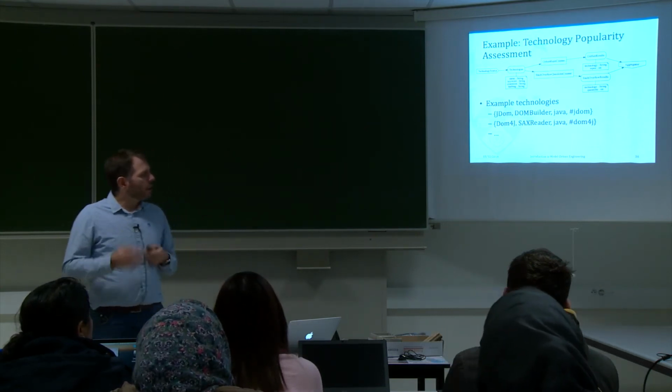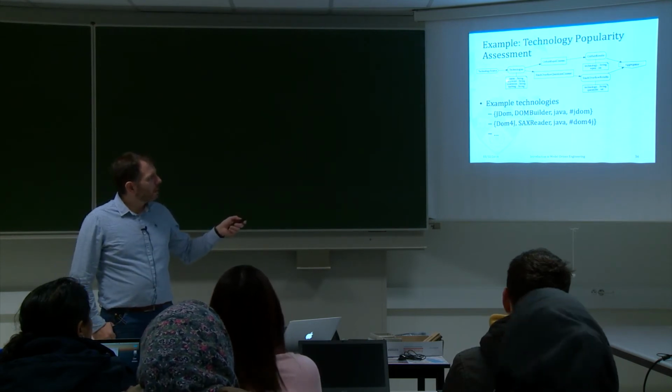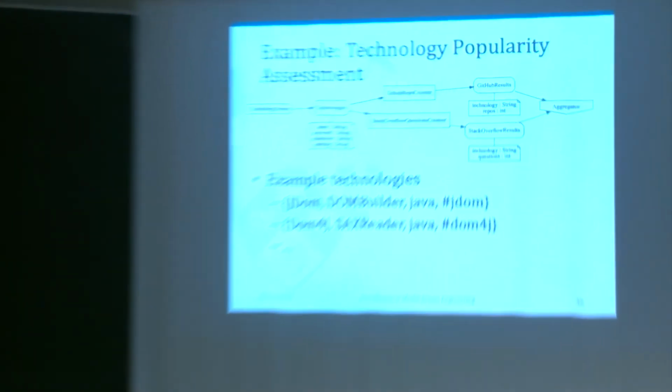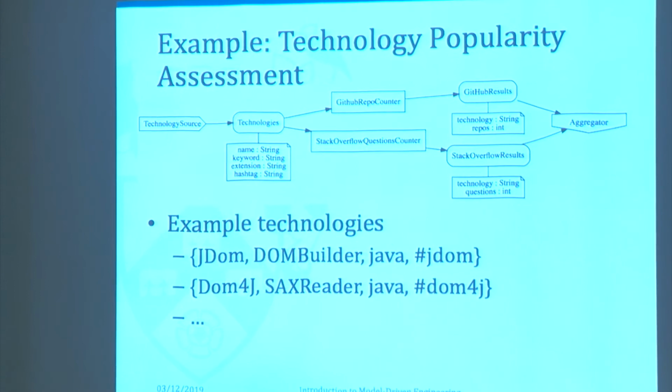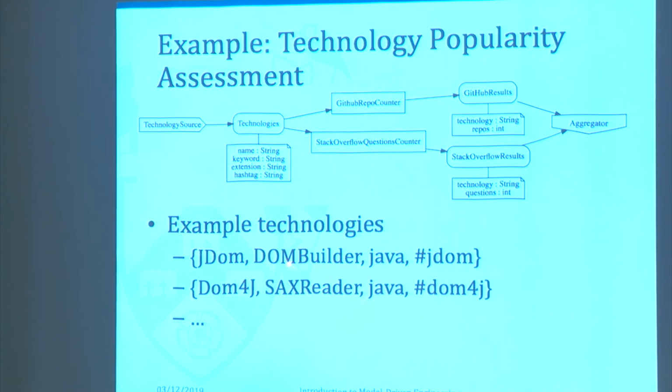And in particular, the kind of applications we wanted to be able to write was like this. For example, here we have certain technologies that we are interested in. In this case, we have XML parsing libraries in Java. And for every technology, we know its name. We know one of the keywords that we should expect to find in files that make use of that technology, the extension of files that refer to this technology, and a Stack Overflow hashtag for that technology. And we can have a number of them.